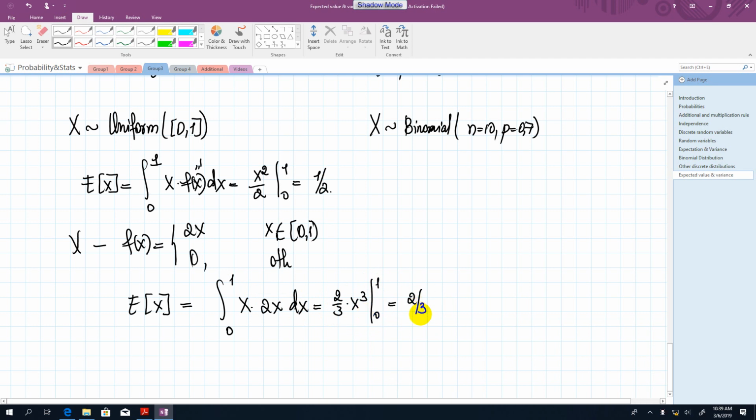Okay? The expected value is not just the integration of f of x, right? So by the way, we've learned this in calculus, right? So if I would like to find the average value of a function, what I need to do, average value of the function.